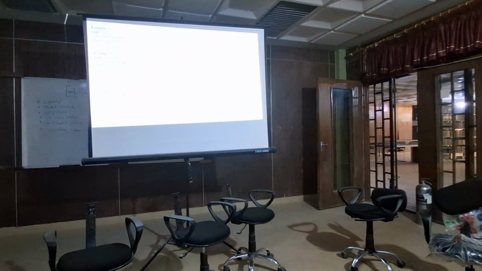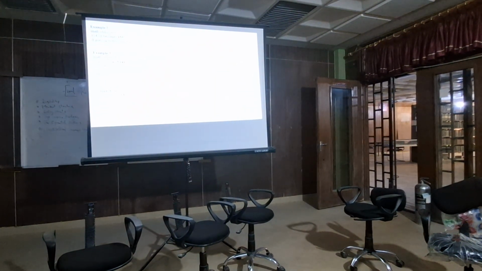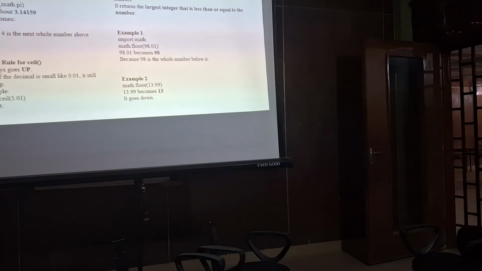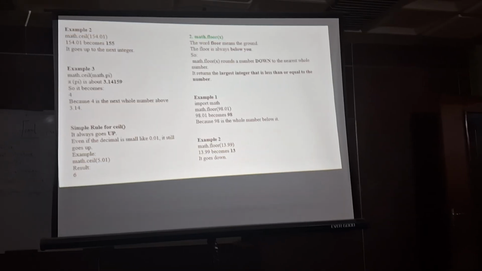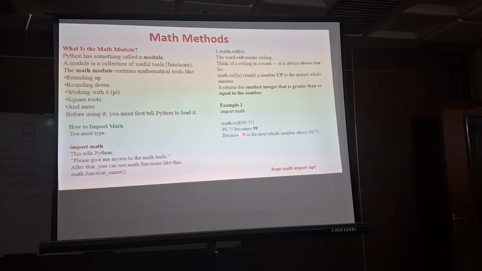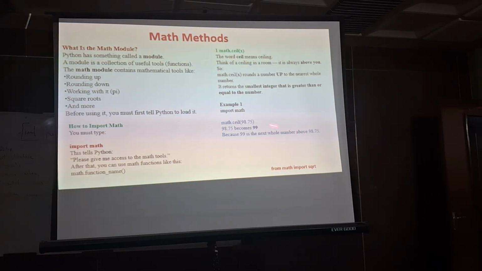Now, all these are examples of what? Of math ceiling. But then there is something additional, as maybe you want to use pi. Let me go on. Maybe I jumped something. Okay, I've done this for the math ceiling. 98.75 is going to round up to give you what? 99.